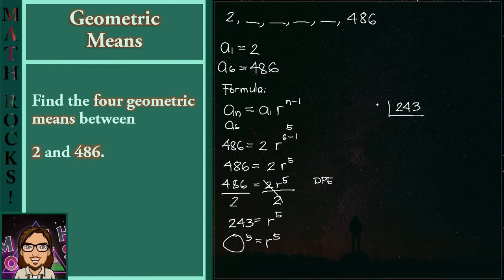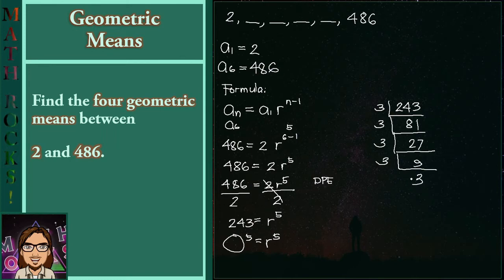So let us start dividing 243 by 3. Here, it gives us 81. And now, let us do the same thing for 81. Dividing this by 3 gives us 27. By another 3, it gives us 9. And finally, by another 3, it gives us the quotient of 3.